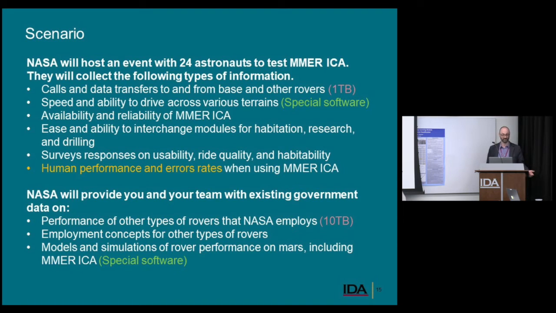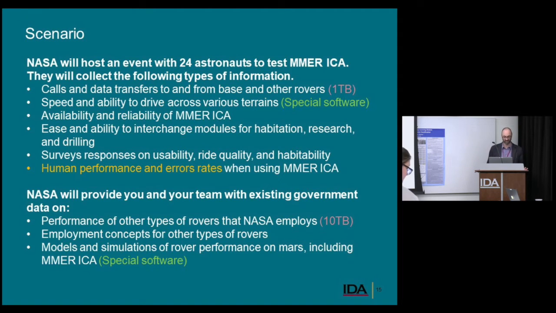The availability and reliability of the system, how easy it is to interchange different modules. The system has different modes, and it's going to be converting back and forth. You're going to collect information on that from surveying the crews who are testing the system. And then you have error rates. For example, to collect certain subterranean samples, someone has to operate a little drill to get in there and do that properly. So can they actually use that, or are they causing system faults when they're doing it? NASA's providing additional data unrelated to the testing events, including data on past performance from older rovers, which, good on you for keeping that. Employment concepts, so how they were employed in the past, and then modeling and simulation data, which again requires some specific software to be able to process.